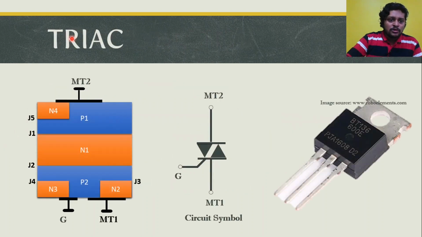Now, as we have mentioned in the introduction, it is a multi-layered and multi-junction device. As you can see, there are 5 junctions and multiple layers available. It is manufactured in a manner that the gate terminal is closer to the MT1 terminal, as we already mentioned. The circuit symbol clearly indicates that it's a bidirectional device in which the current can be carried from MT2 to MT1 and from MT1 to MT2. The gate terminal obviously gives us a controlled feature so that we can turn on this device at the desired point. Now, this is one of the TRIACs which is available commercially.